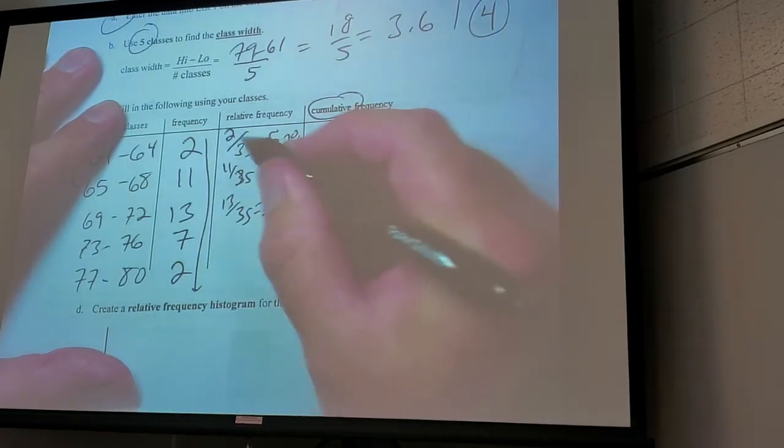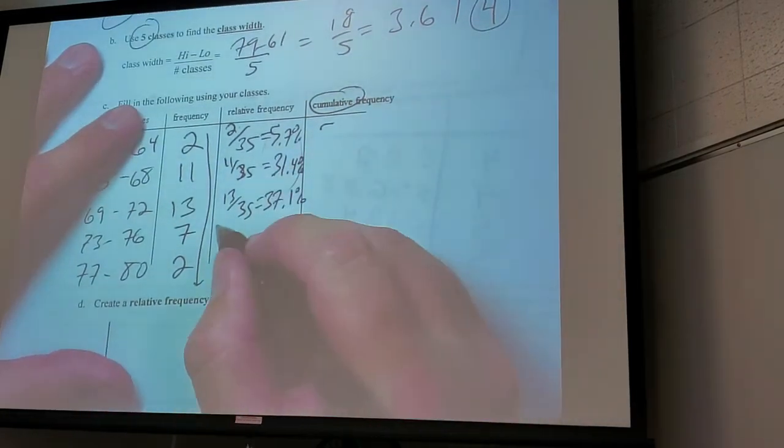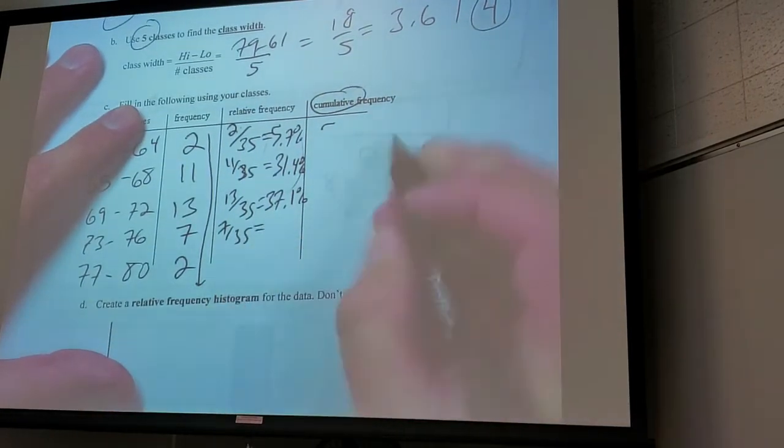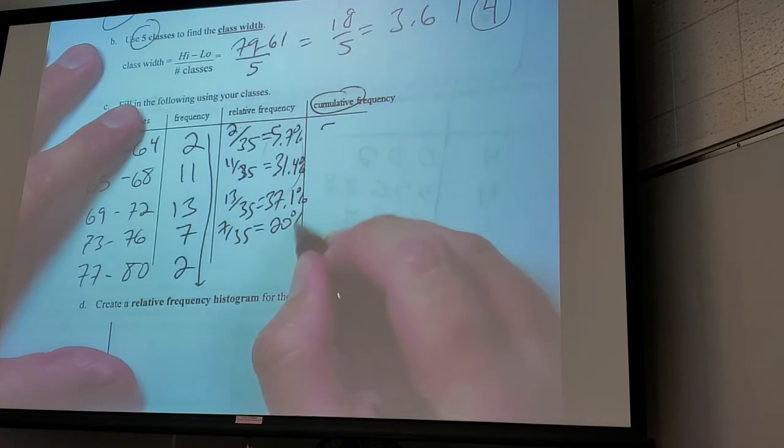That one I cheated: 2 plus 11 is 13, so I just added these, right? And then 7 out of 35 is easy, because it reduces to 1/5, which is 20%, right? Is it cool?